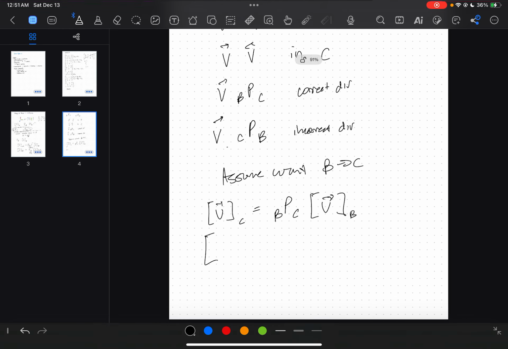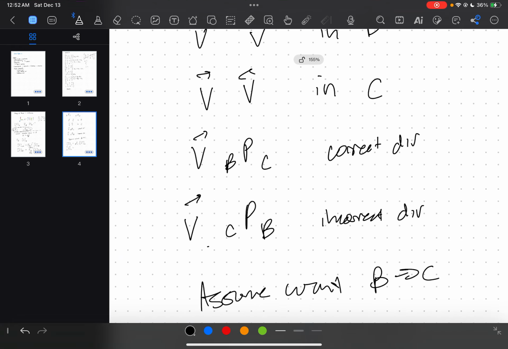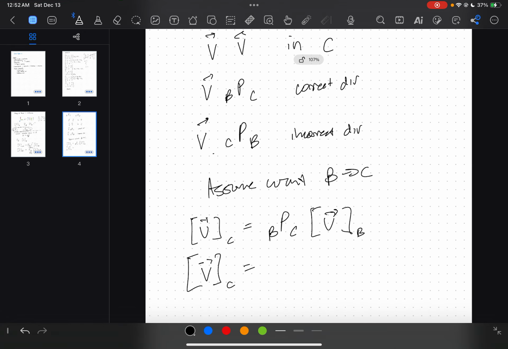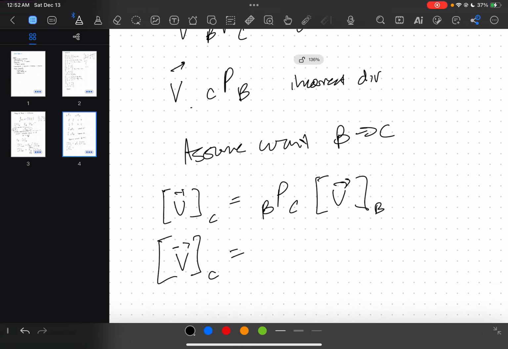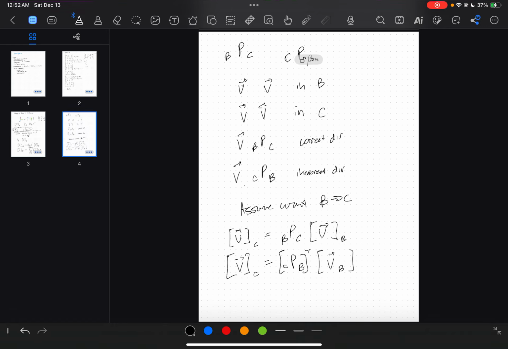And I believe the other way around would be VC equals CPB, and then I think you invert that one. I think. Yeah, that makes sense.